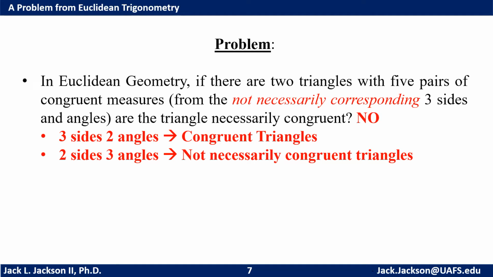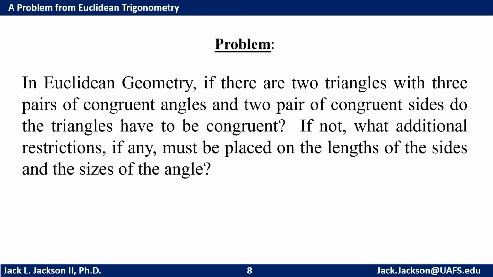But there is a way, which we're going to see here, to take two sides and 3 angles and have pairs between the 2 triangles that are congruent measures, but the other side is not congruent. But notice they will not be corresponding. Okay, so let's take a look at this in more detail.